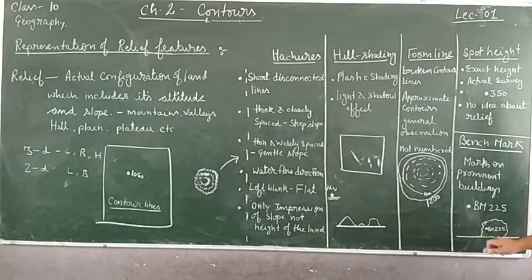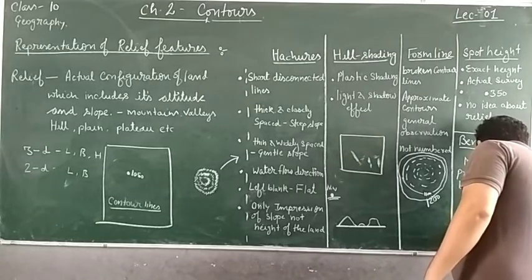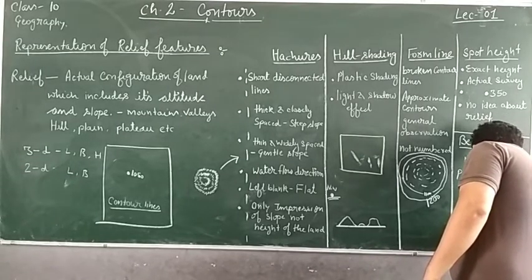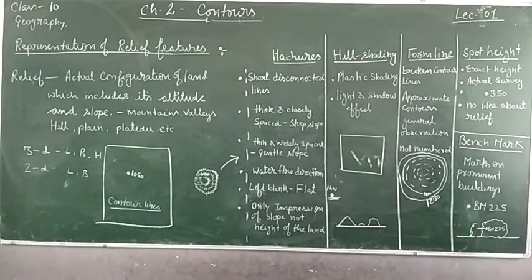It also includes the height of this rock. Or if it is marked here, then the height will be till here, this much only, right? This will be the height. Okay, like this. So this is called benchmark.